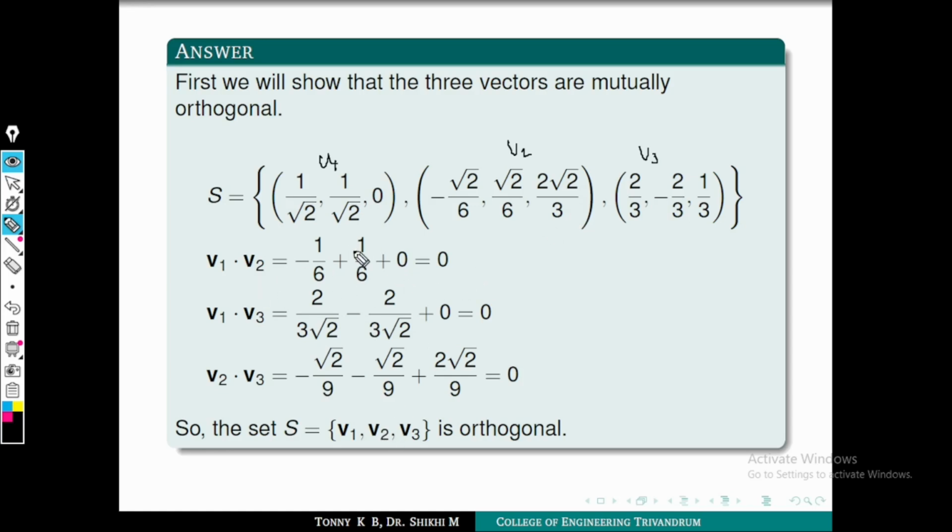In a similar way, you can check whether v1 dot v3 equals 0 and v2 dot v3 equals 0. So if you take any two pairs in the set S, you can show that these two vectors are orthogonal. So the set is an orthogonal set of vectors.